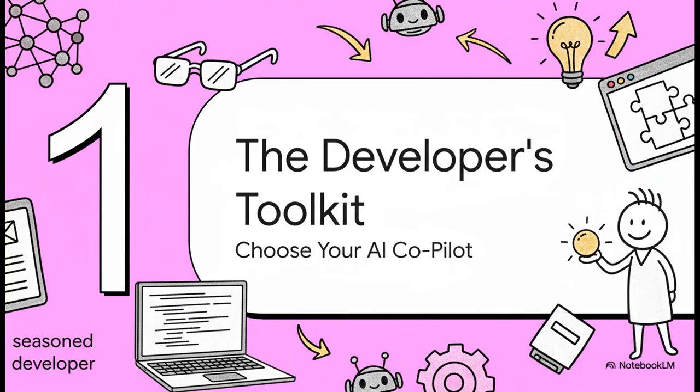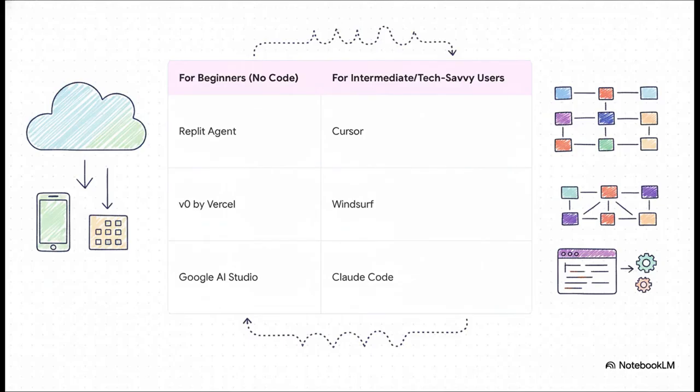So that all sounds pretty great, but where do you even start? Well, it all begins with picking the right AI copilot for the job. And the cool thing is, there are already amazing tools out there for literally every skill level, whether you're a total beginner or a seasoned pro. The whole AI coding scene is growing up fast.